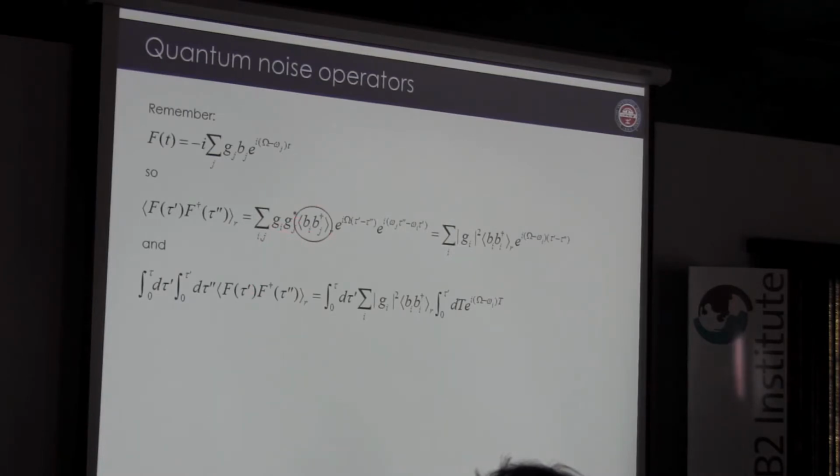The G or B? Both. Because if the reservoir is squeezed, the value is not new. Oh, why is it 0? Was this expectation value 0?